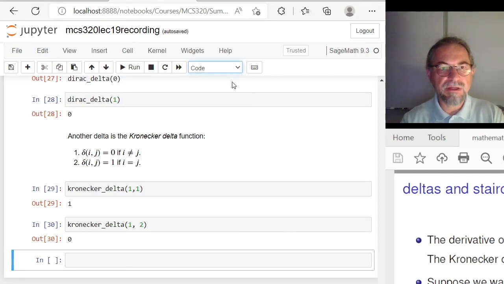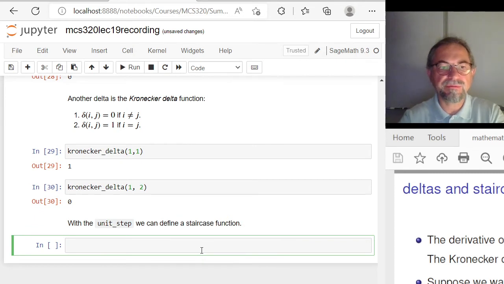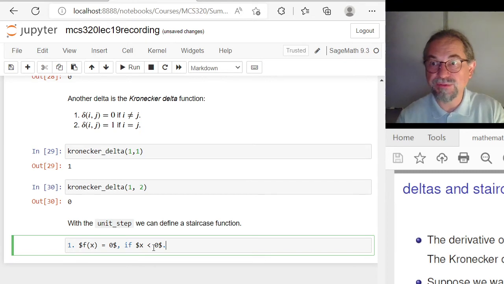I will write the definition. So with the unit step, we can define a staircase function, a more complicated discontinuous function. So let me set up the rules. The first rule is that f of x is 0 if x is less than 0. So that's the same as the unit step.